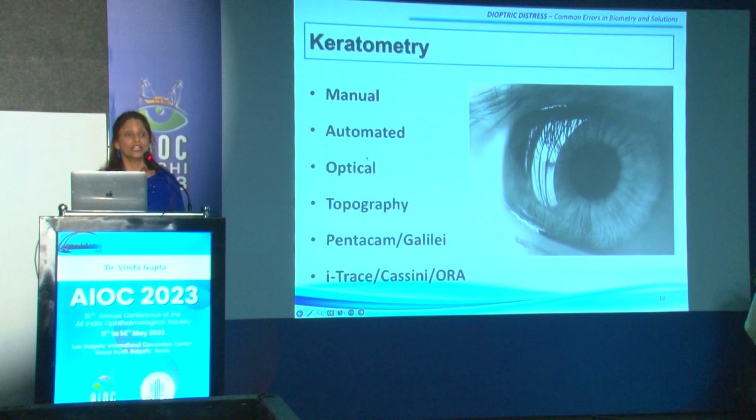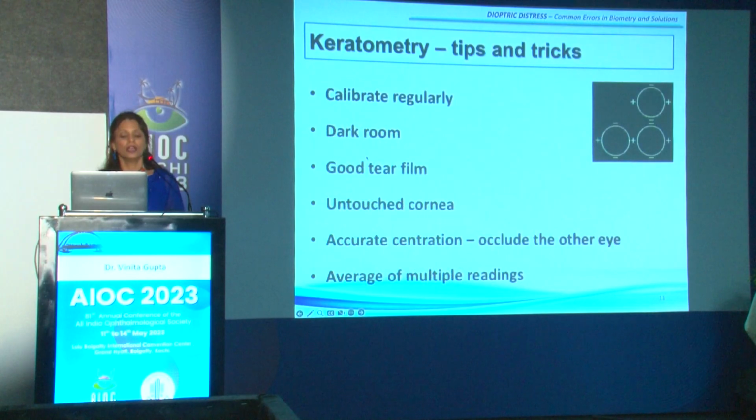I'm not going to go into details of any of these machines. But I'm just going to talk about the tips which you should take when you're doing your measurements. Please always, whatever instrument you're using, calibrate it at regular intervals. Ensure that whatever measurements you're doing, you do it in a dark room with a good tear film and an untouched cornea. You should not have done any procedure.